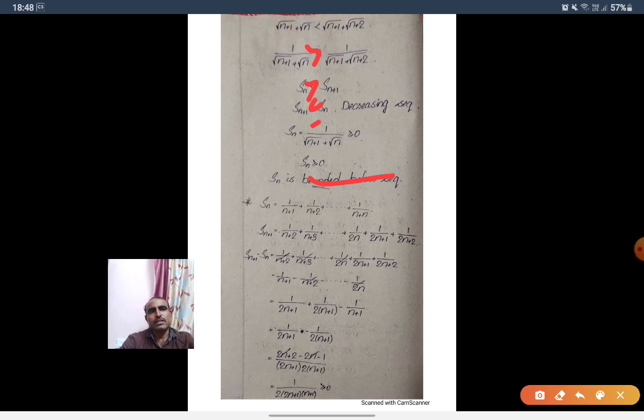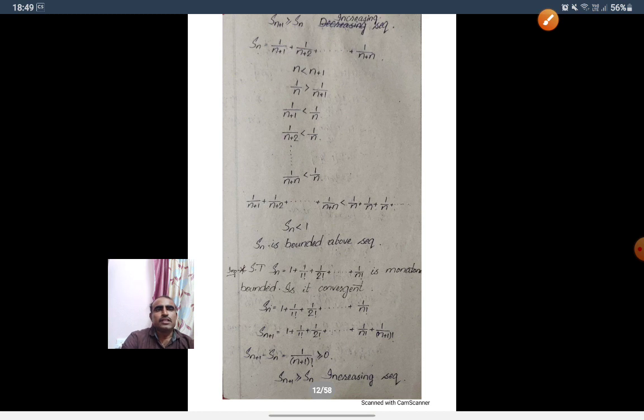1 by (n+2) cancels, 1 by (n+3) cancels, so up to 2n terms will cancel. We get 1 by (2n+1) plus 1 by (2n+2) minus 1 by (n+1). So 1 by (2(n+1)) minus 1 by (n+1) gives minus 1 by 2(n+1). After simplifying, we get 1 by (2(2n+1)(n+1)), which is greater than or equal to 0. Therefore Sn+1 is greater than or equal to Sn.